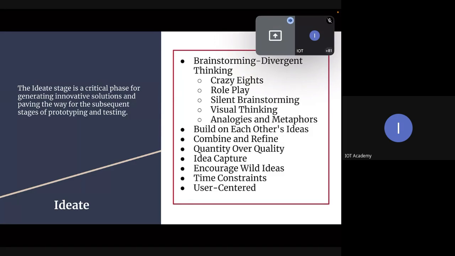So in this stage, you are going to capture the ideas and encourage wild ideas, but understand that there is a time constraint. It should not happen that this stage goes on and on. You should set yourself a time limit, so that you can start eliminating and filtering the ideas and then build upon each other's ideas. Remember, this is all about user centering. So keep that point in mind whenever you are ideating.